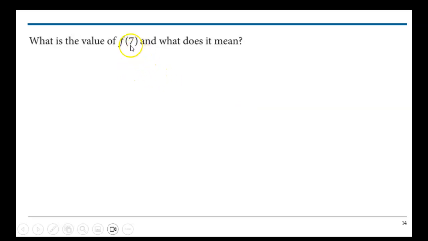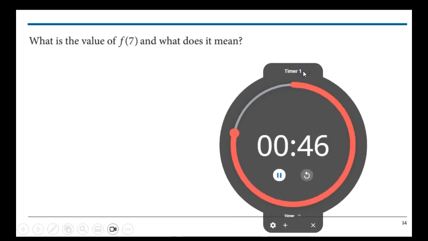What is the value of f of 7 and what does it mean? So this time I only gave you the input. What do you give me? The output. And then tell me what does it mean. How do we give you an output if it's not even there? Somebody help Evan. What is the value of f of 7? What does that mean?